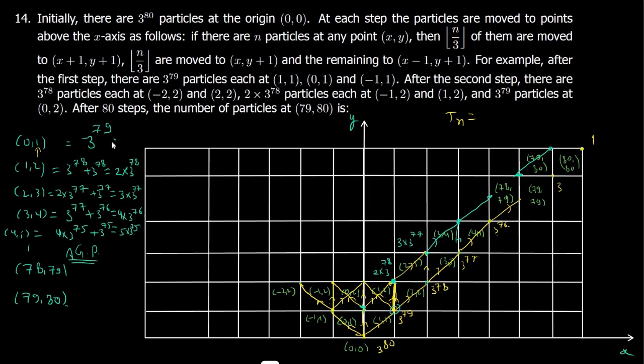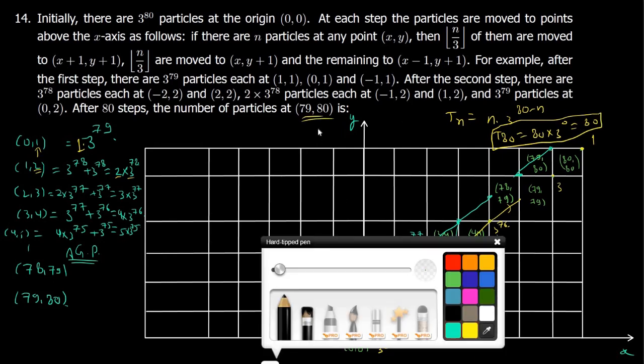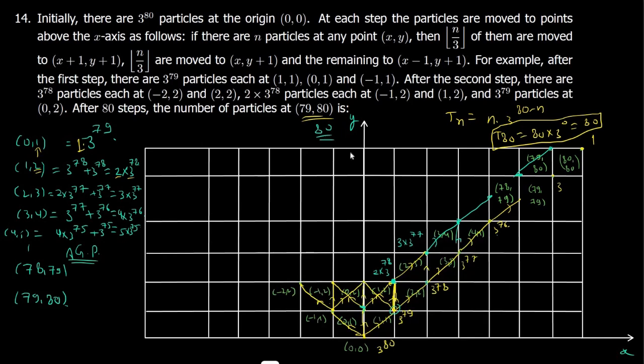suppose here we are talking about 1, so here it is 1 into 3 power 80 minus 1. If you are talking about 2, then 2 into 3 power 80 minus 2. So Tn will be n into 3 power 80 minus n. So if you want to know the 80th term of this, then T 80 will become 80 into 3 power 0, which will simply be 80. So the number of particles at the 79, 80 block will be nothing but 80. So it's about drawing the diagram and understanding what the question is saying. And calculation-wise, it's very easy, as soon as you understand what is to be calculated and what the pattern is.